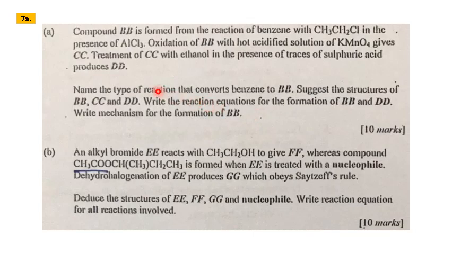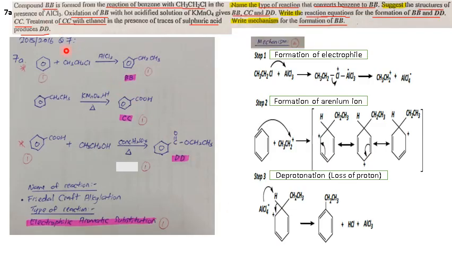Question 7a. There are 2 parts. Part A 10 marks, part B 10 marks. Okay, let's go through it together. So part A, compound BB is formed from the reaction between benzene and ethane chloride.